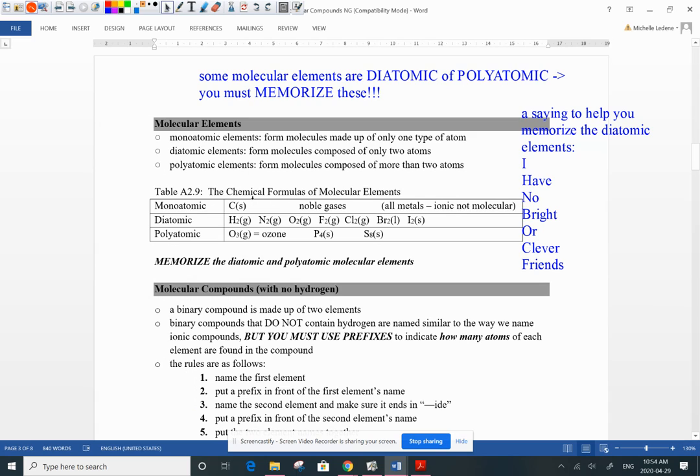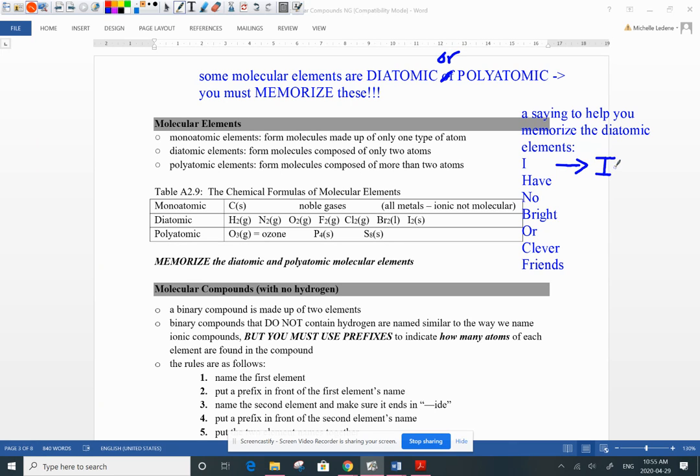And one thing that I wanted to touch on was that many of the molecular elements are what we call diatomic or polyatomic. I meant to say here diatomic, or this word should say or polyatomic. So these are ones that you're going to have to memorize. It doesn't say it on your periodic table, and that's why you have to learn it off by heart. There's one saying that people may use to help memorize the diatomic elements. They say, I have no bright or clever friends. So what elements are they talking about?